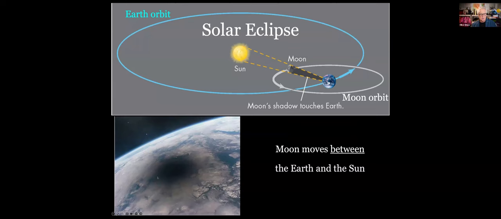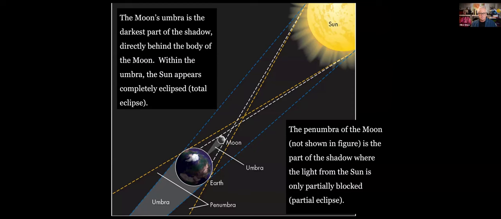This really dark shadowed part is called the umbra. And then you can see these white dashed lines where part of the shadow hits the Earth. Within that region, you have a partial eclipse, and that is called the penumbra. And so we have the umbra, which is where the action is, and then the penumbra, where we have the partial eclipse. And then outside of the penumbra, we have no eclipse at all.